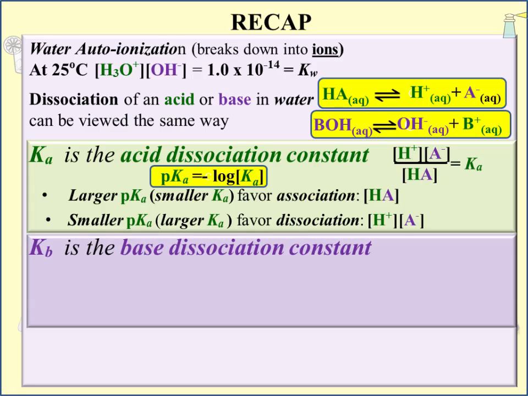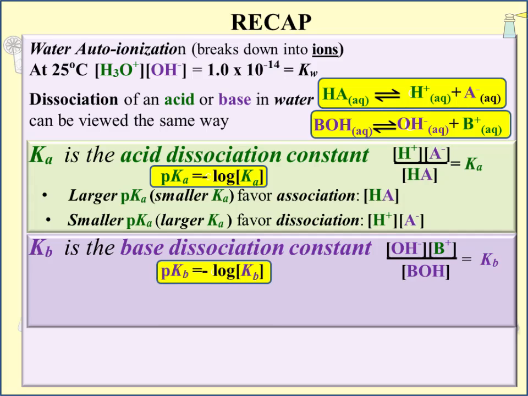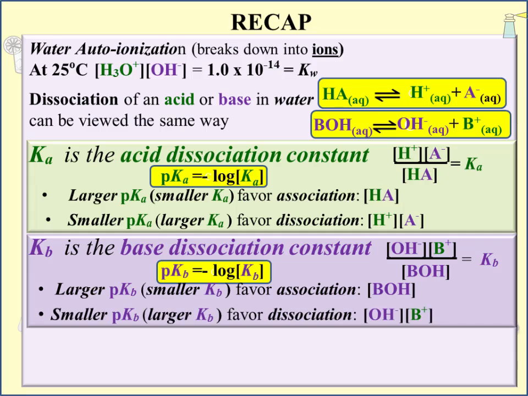Kb is the base dissociation constant. For the generic base at equilibrium, it is the concentration of the products over the concentration of the reactant. A pKb is generated the same way as a pKa. A larger pKb, which corresponds to a smaller Kb, favors association. There is more of the base than the ions. A smaller pKb, which corresponds to a larger Kb, favors dissociation. There are more of the ions than the base.